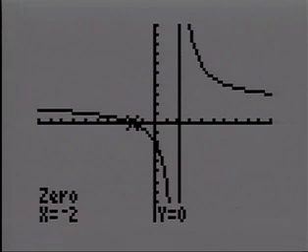So we can see the graph is below the x-axis from x equal negative 2 to 2, and so this verifies that our solution set is the open interval from negative 2 to 2.